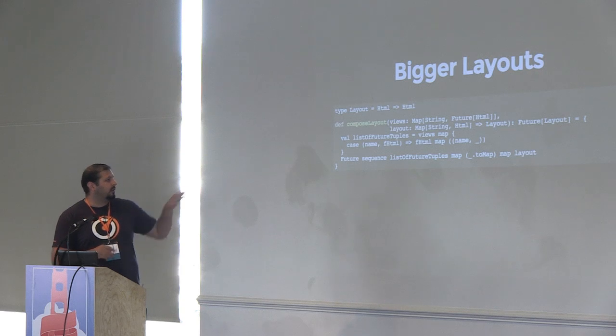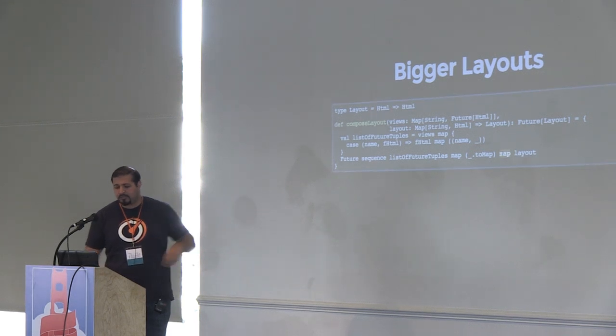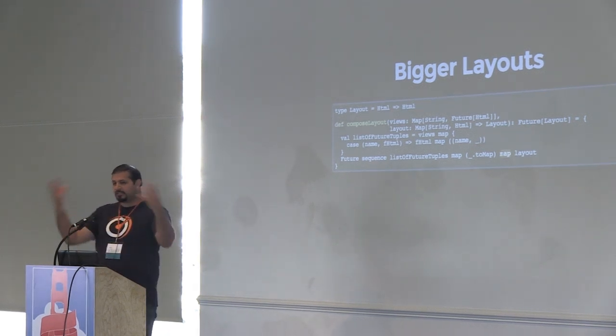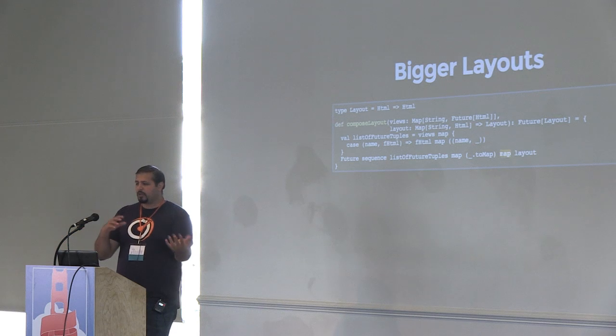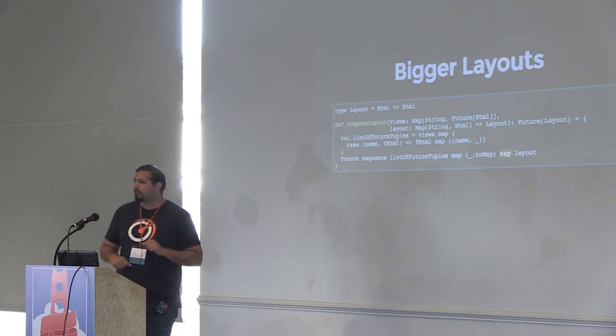So I can do some transformation to turn that into a map of string. And at this point, all I do is I map it over my layout function, which takes a series of HTML mapped to, or I'm sorry, string mapped to HTML, and injects those into my UI at the right points.